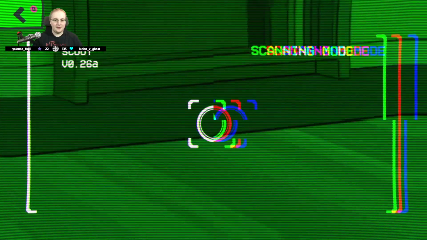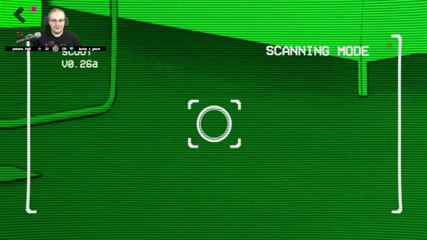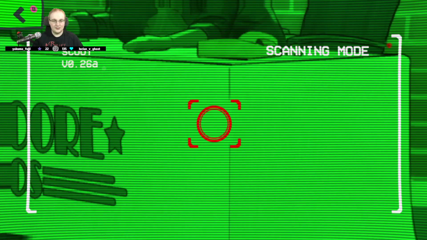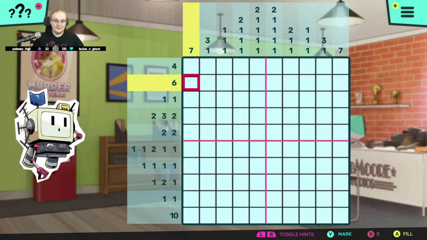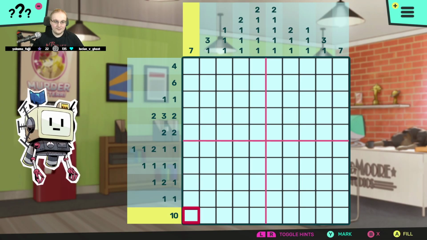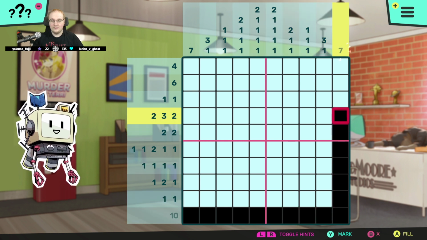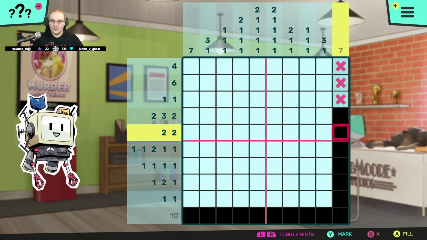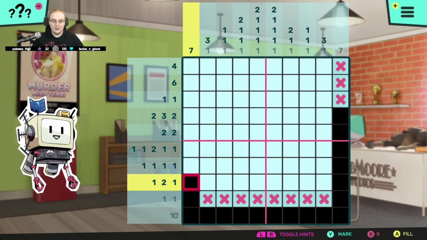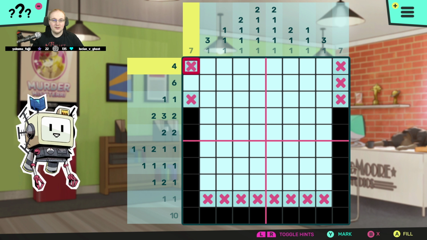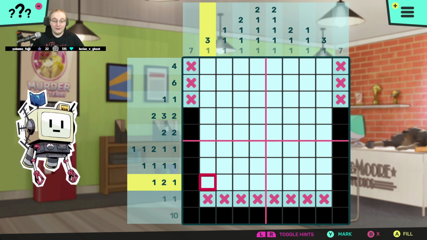A little can machine. Puzzle start. Okay. Well, this makes this one easier. Okay, that's started that one off well.